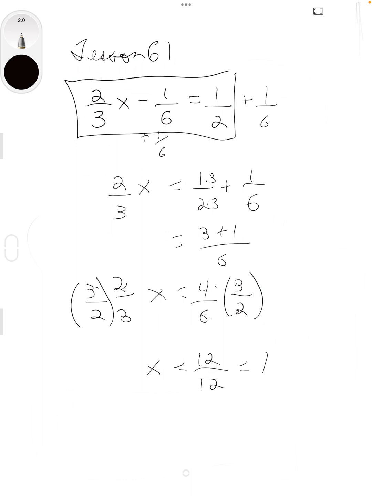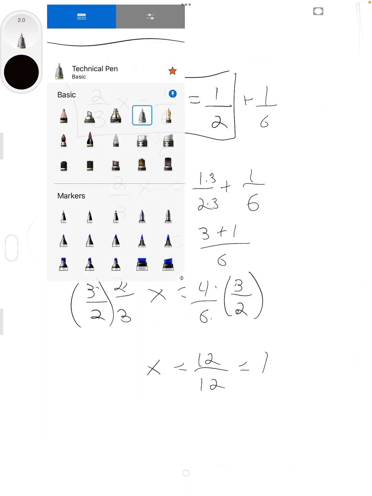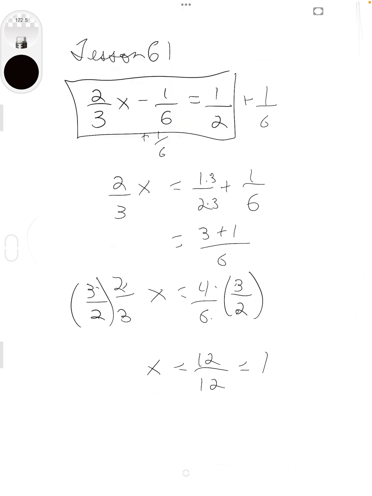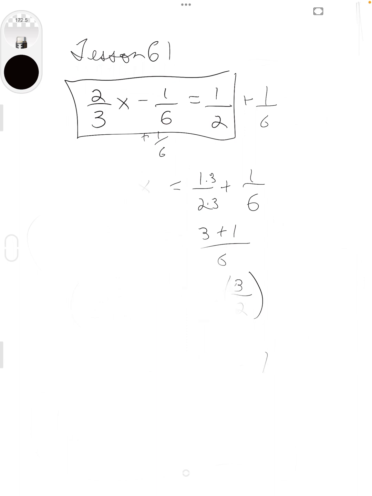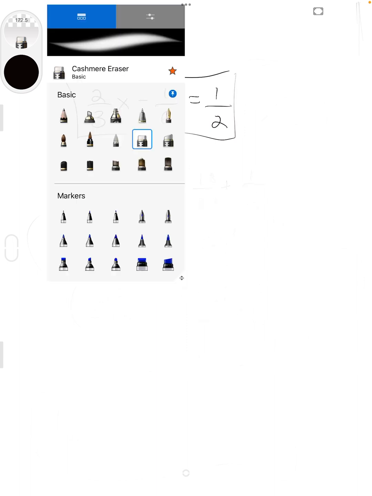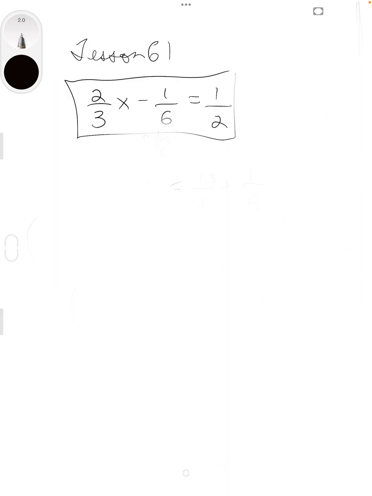I'm going to show you a different method, which you may like. You have to be very particular about when you use it, because not all problems are the same. But let's look at this. Notice my denominators are all different. I'm going to make these all common denominators. So I have a 3, a 6, and a 2.